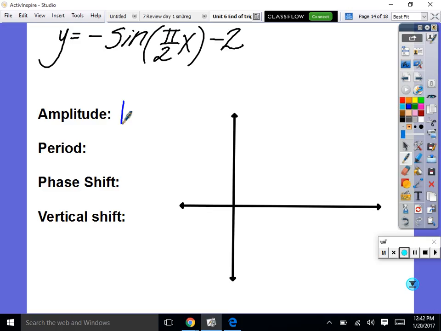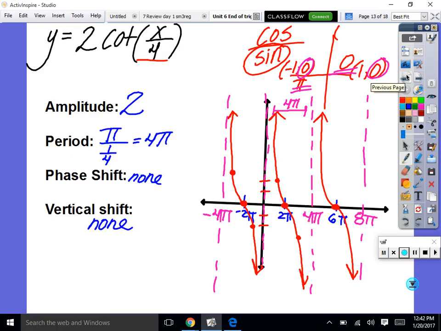So the period, like, how big is it? Like right here is 4 pi units, right? So then there would be like pi, 2 pi. So yeah, look down here. From here to here was 4 pi, right? 8 pi. Like the 4 pi.